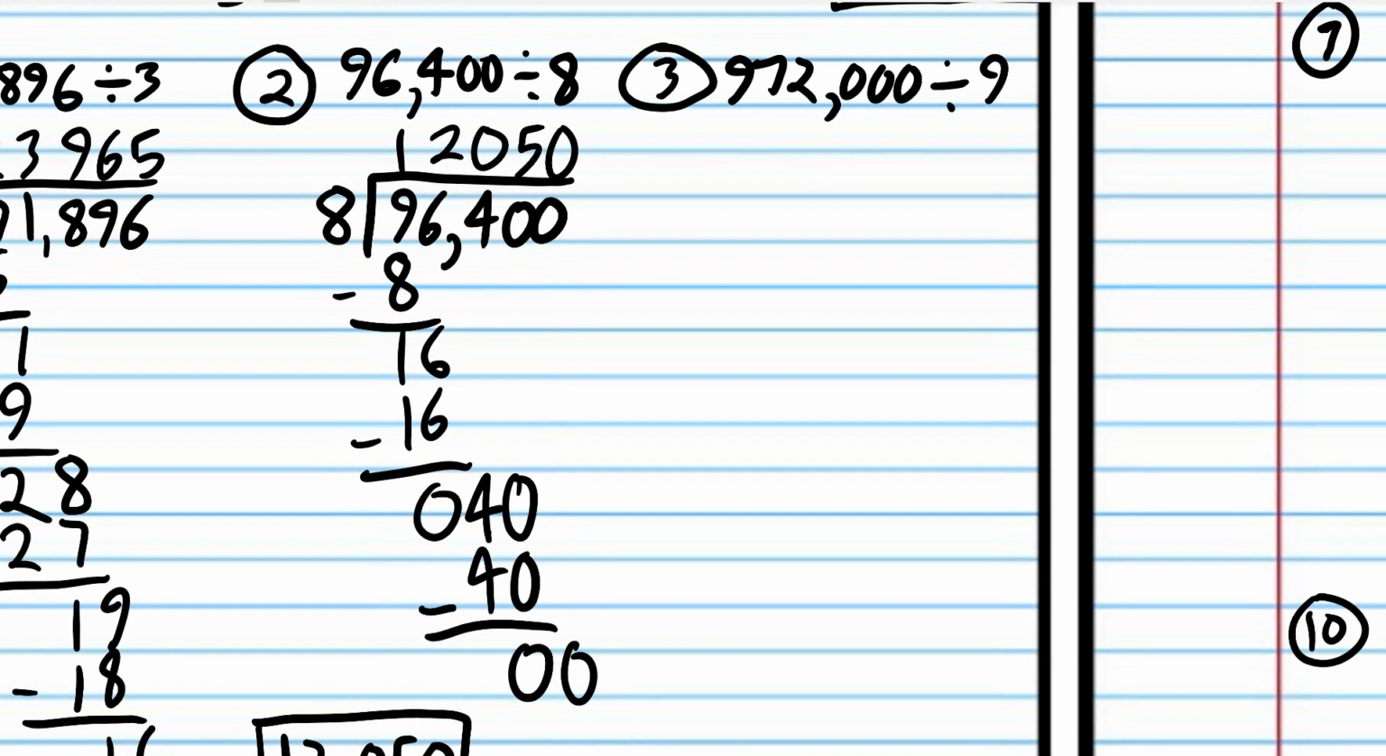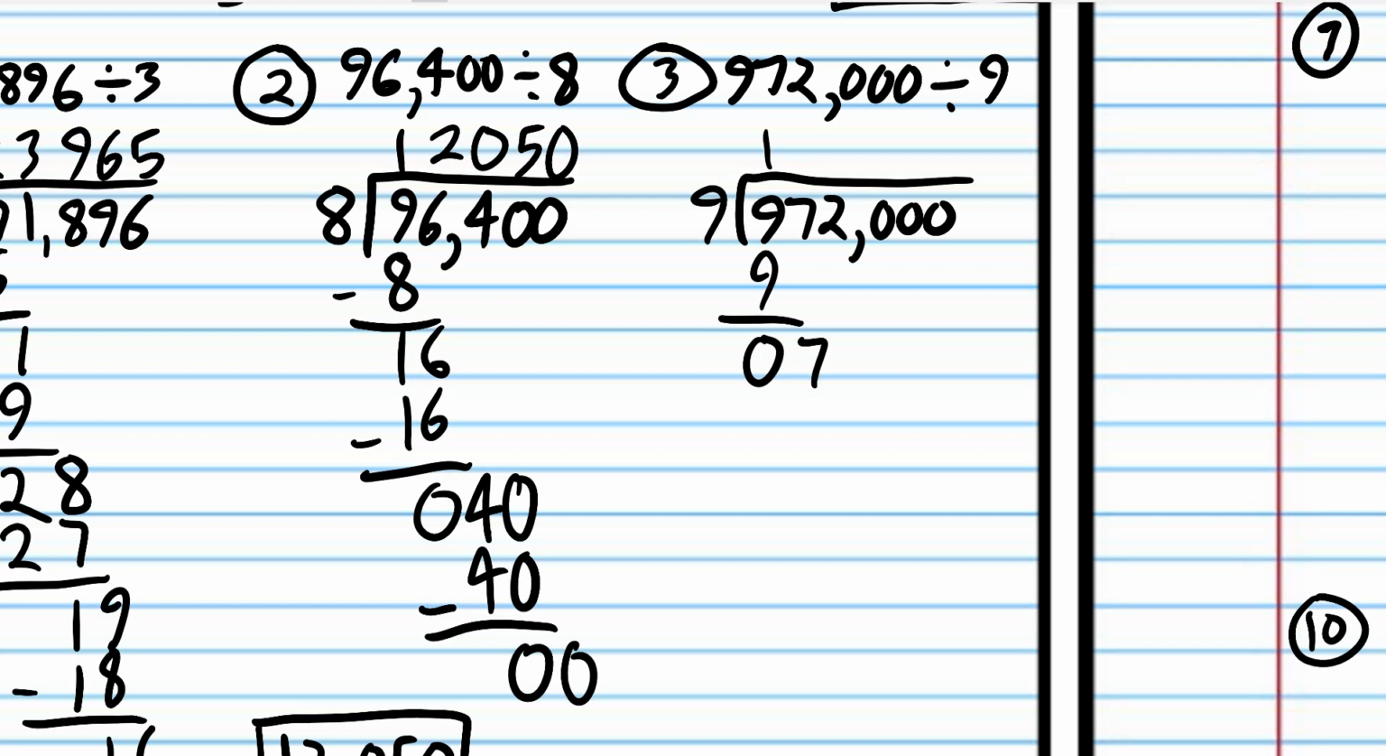All right, we're back. 972,000 divided by 9. How many times is 9 going to 9? 1 time. 9 times 1 is 9. 9 minus 9 is 0. Bring down the 7. 9 doesn't go into 7. So you put a 0 up here. Bring down the next number. 9 goes into 72 exactly 8 times. 9 times 8 is 72. 72 minus 72 is 0.